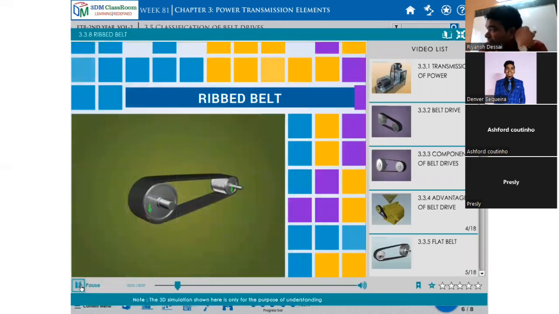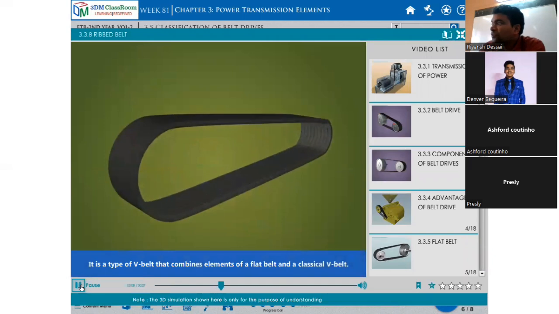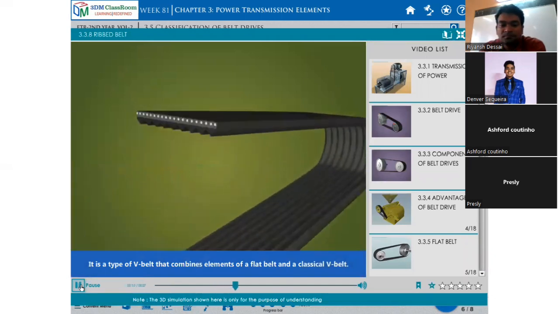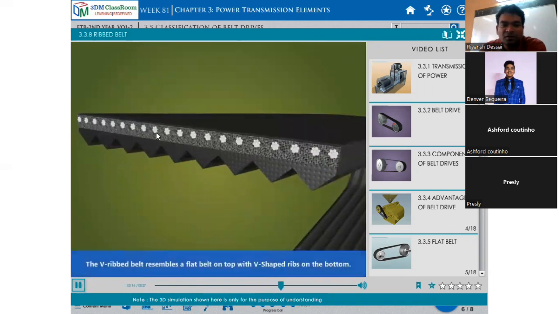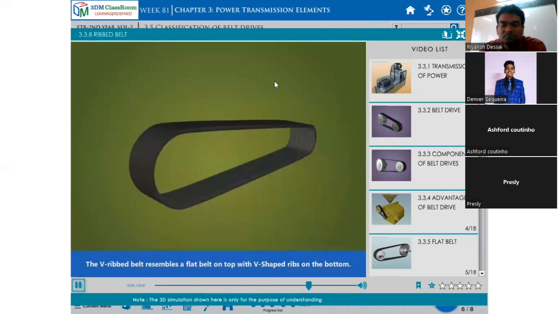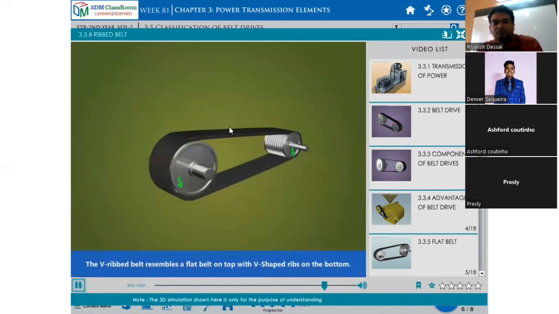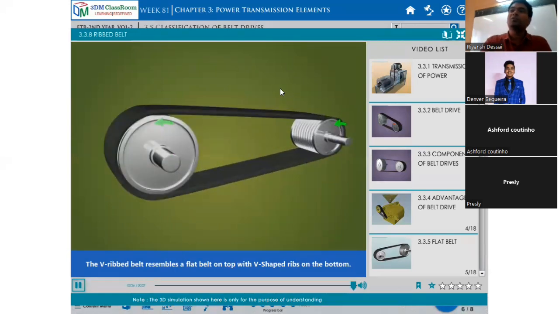These are the ribs. The fabric cord resembles a flat belt on top with deep ribs on the bottom.